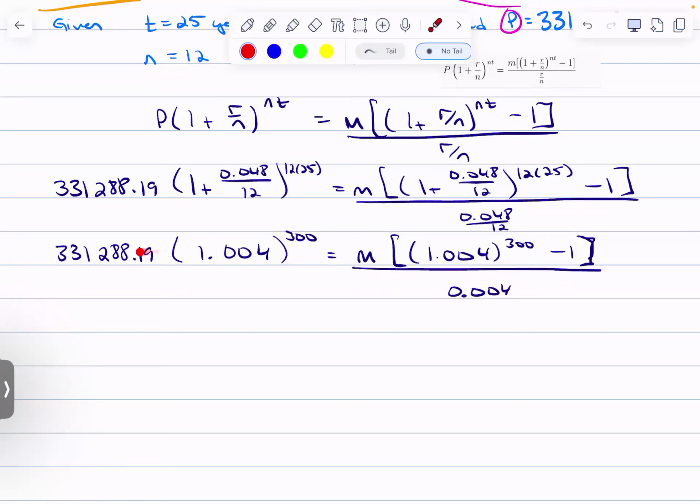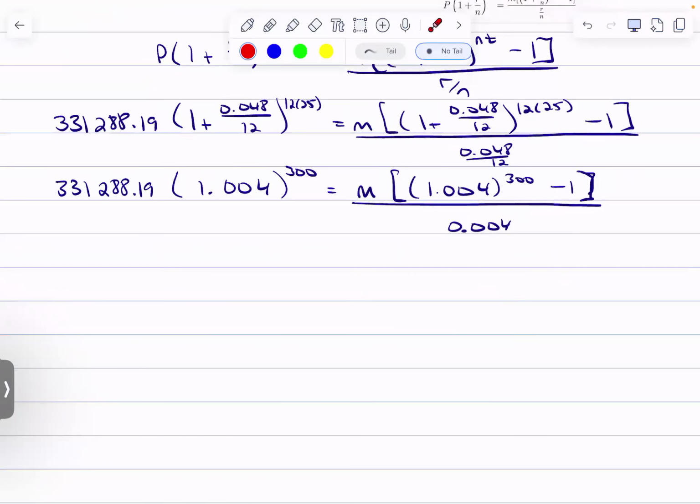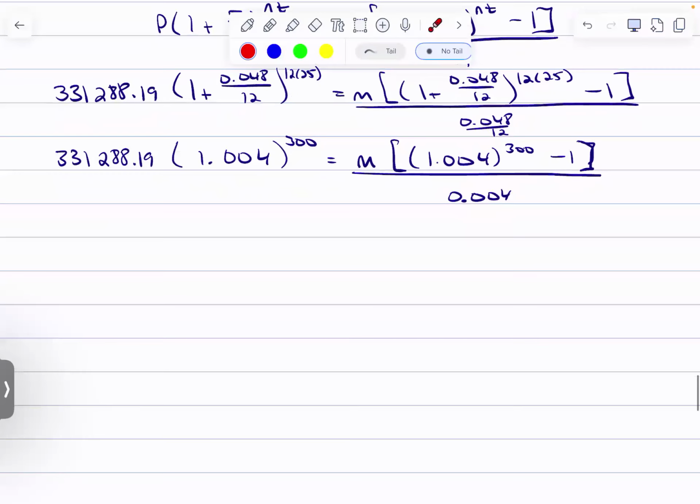I'm going to simplify the whole left-hand side first. And so I have 1.004 to the power of 300 times 331,288.19. And I get 1097285.895. It's tempting to round that to 2 decimal places, but you want to keep all your decimal places because we're not done yet.